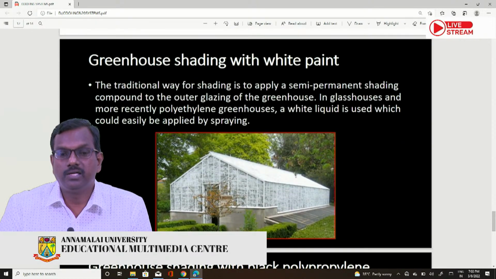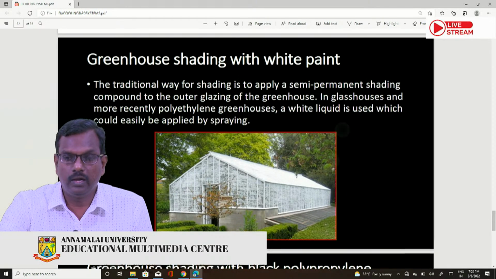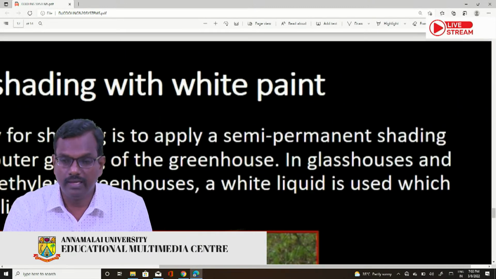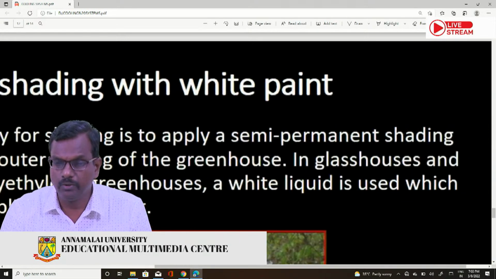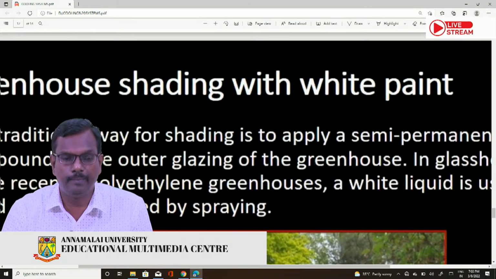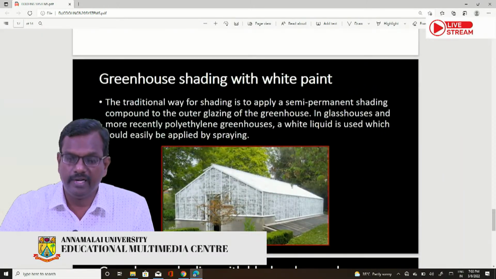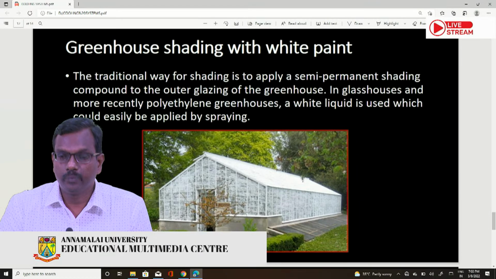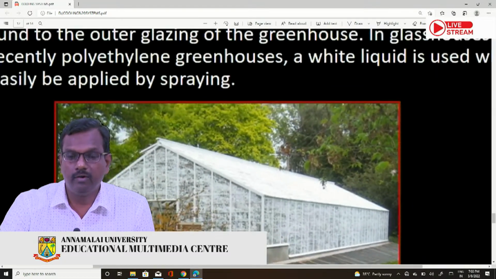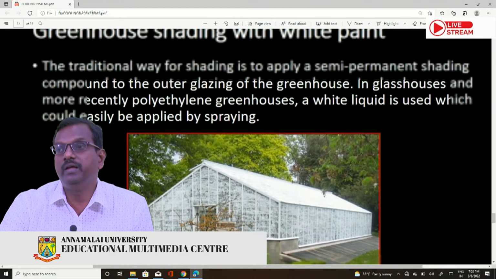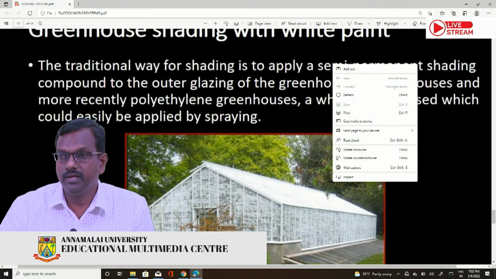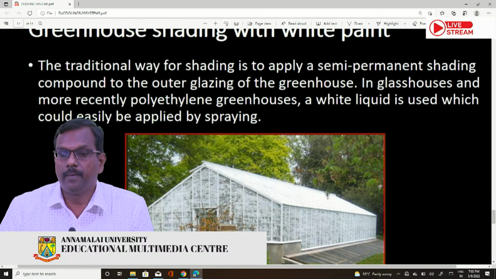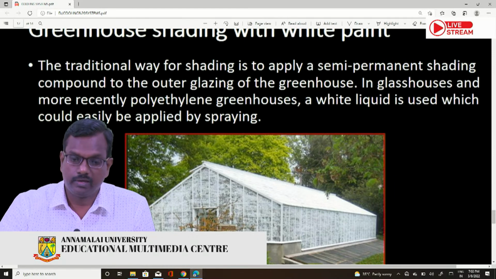Next comes the shading. In shading, the first one is that we have to use paint, right? Over the glass curves, on top of the glazing material, we have to use a semi-permeable shading compound. Semi-permeable shading compound over the glazing material. So this material will be there over the greenhouse. Whenever there is rain or continuous rain, it will be washed away in due course, not in a single rain. So we will achieve the maximum light penetration during the summer.